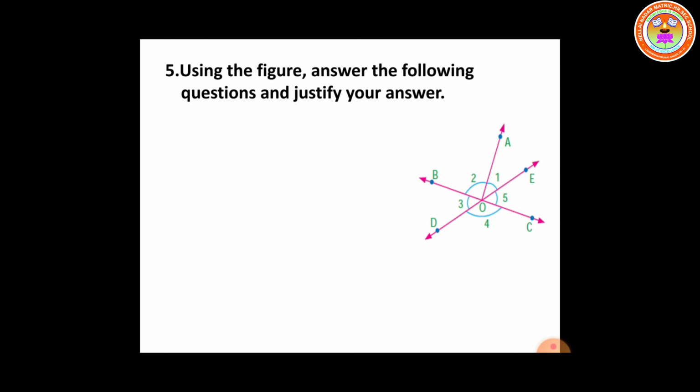First question. Is angle 1 adjacent to angle 2? Are angles 1 and 2 adjacent angles or not? We are going to say yes. So what is the reason? Because they have the common vertex O and common arm OA. Can you understand? Adjacent angles mean a common vertex and a common arm. Their interiors do not overlap.